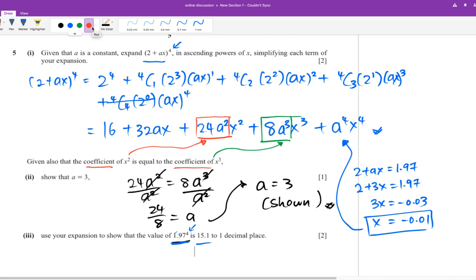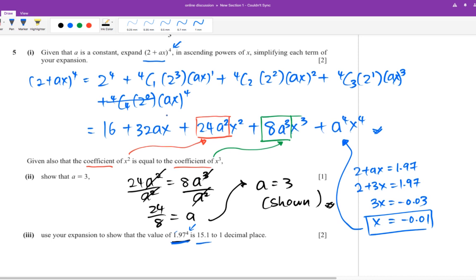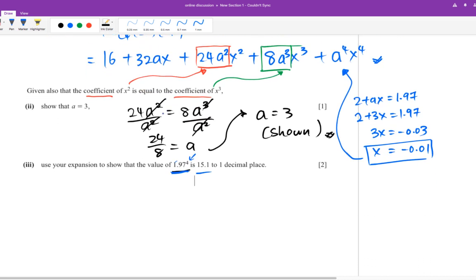Alright, so I will just show you how to do it. I need to substitute the 3 back into here first. So 1.97 power of 4 equals 16 plus 32 multiplied by 3, you will get 96x. Your x is negative 0.01. Plus 24 multiplied by 9, you will get 216. So which is 216x squared, isn't it? So x squared is negative 0.01 squared.